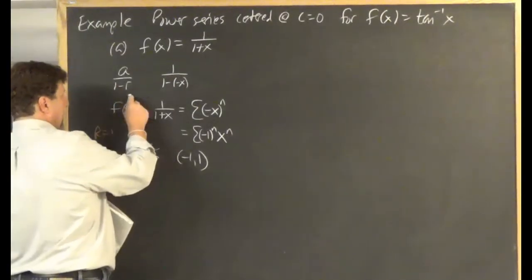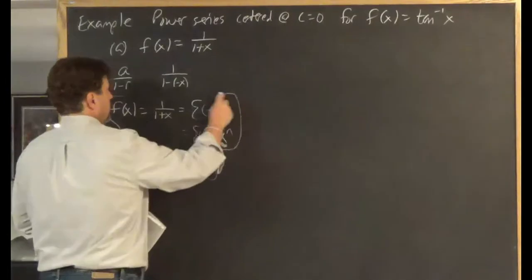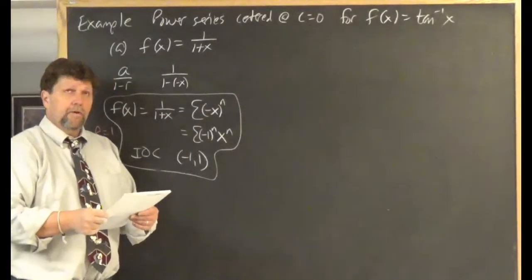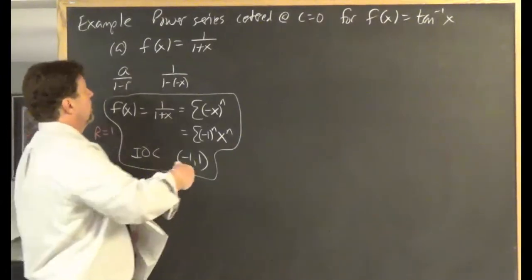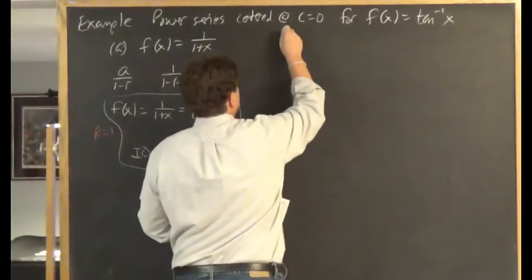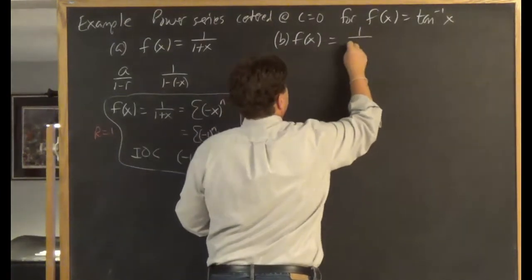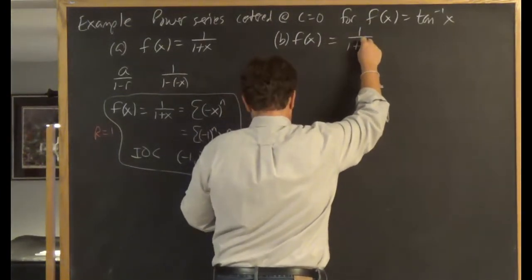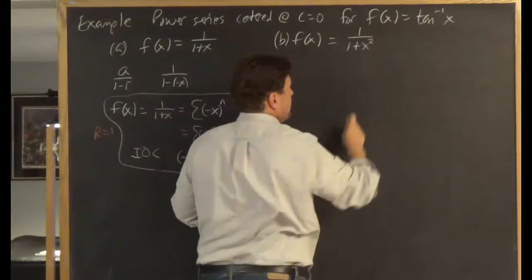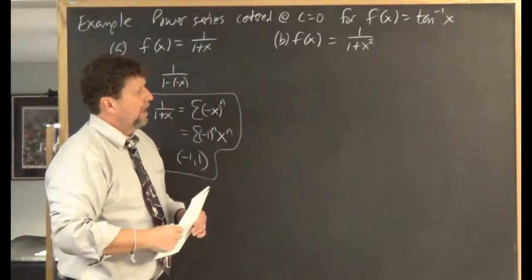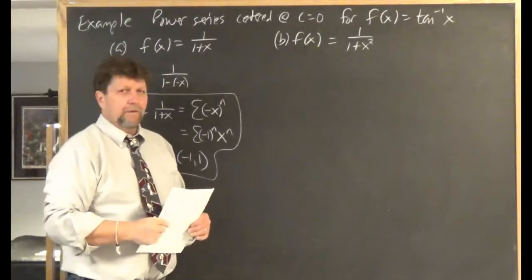All right, so part A. We came up with a power series for 1 over 1 plus x. Part B. It's the power series for 1 over 1 plus x squared. So 1 over 1 plus x squared.